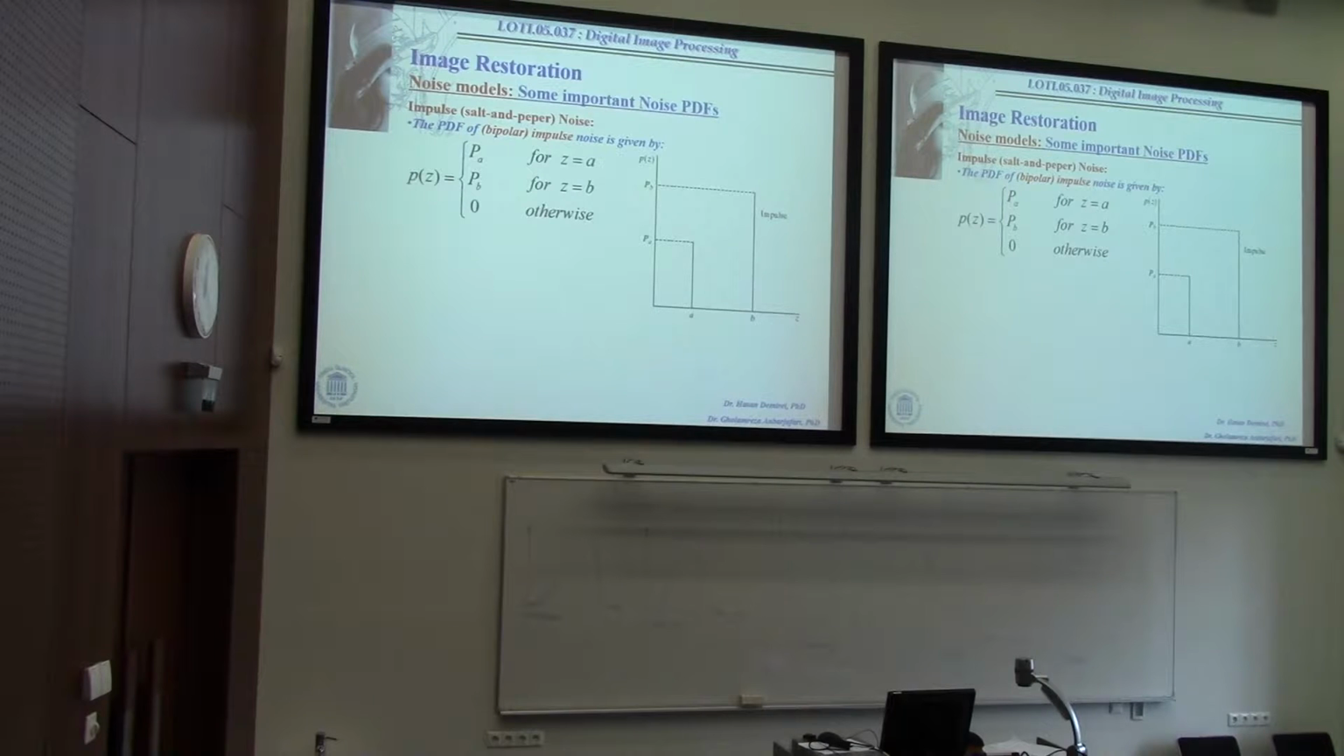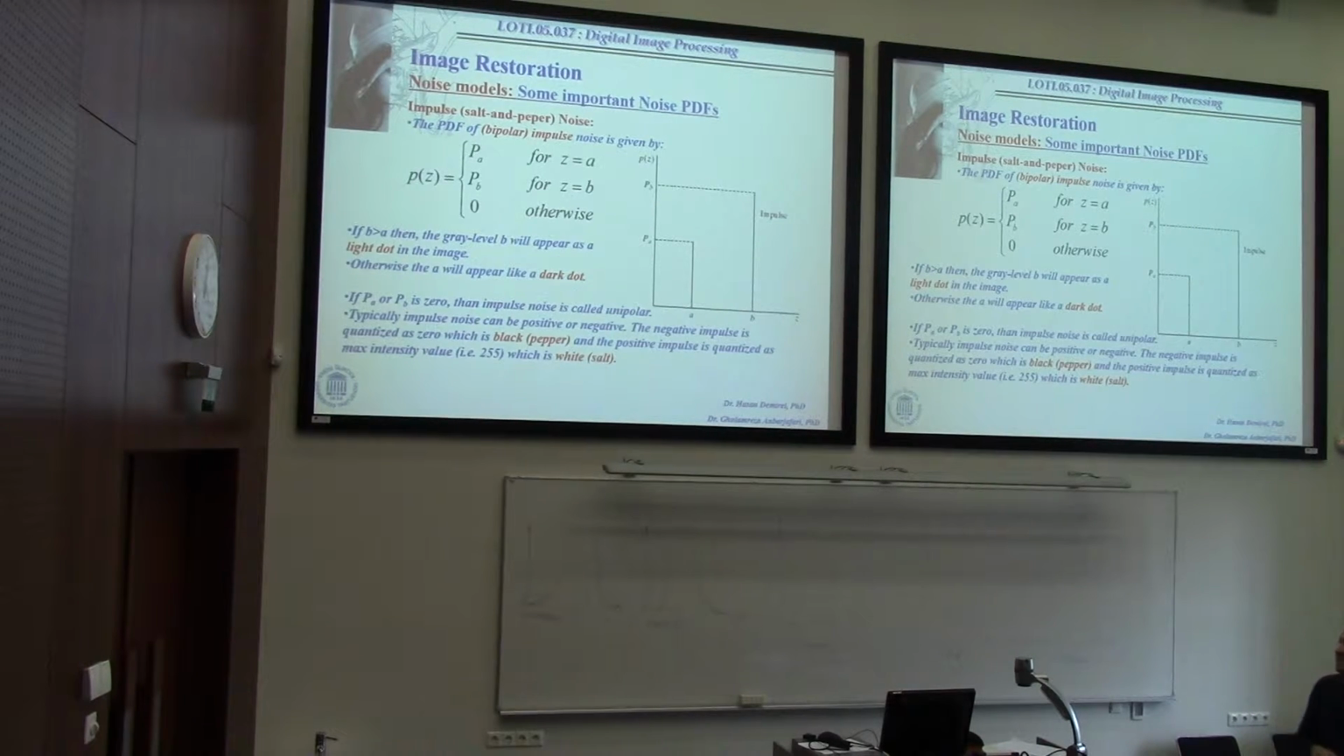Also the last one is impulse noise, that we call salt and pepper, because in this noise we have a positive value or negative value. We call the negative value a black color that is similar to the pepper, and the positive value a white color, equal to salt. And we have a PDF like this.